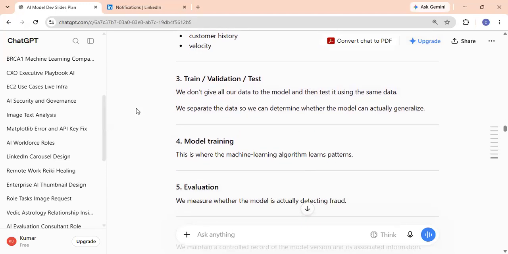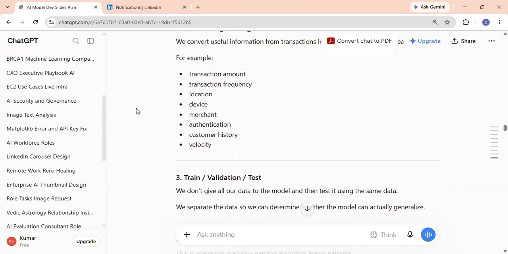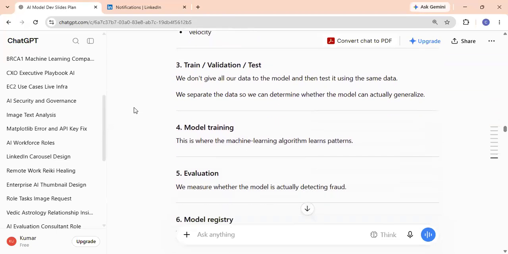Now, train and validation test, what were we doing here? We don't give all our data to the model and then test it using the same data, because we separate the data so we can determine whether the model can actually generalize. Means features wise we can give it. Initially you can give transaction frequency or location, one feature data. Then for the same customer on multiple locations on the same day, suspicious transactions are there on his name, if you compare the customer history, right? That's where we have to give data set wise.